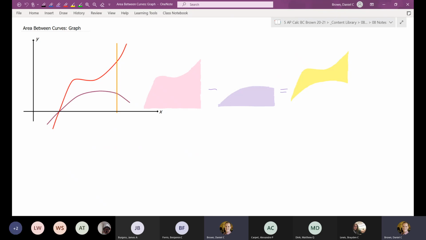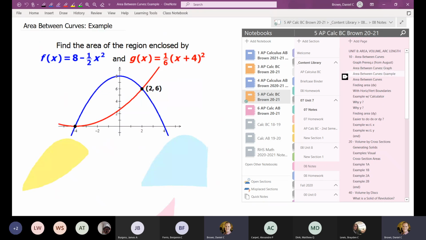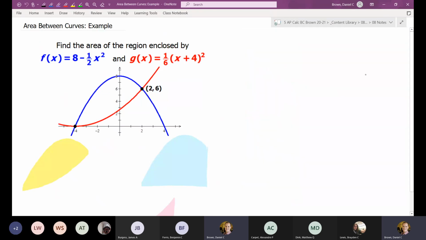So to add some numbers to this, let's go ahead and look at this first example. Here's how these questions will often be worded. We want to find the area of the region enclosed by, and they'll give you some graphs. Sometimes they'll label the intersection points for you. Sometimes you will have to find the intersection points. Sometimes the graph won't even be provided. You'll have to draw the graph using transformations or maybe using the calculator.